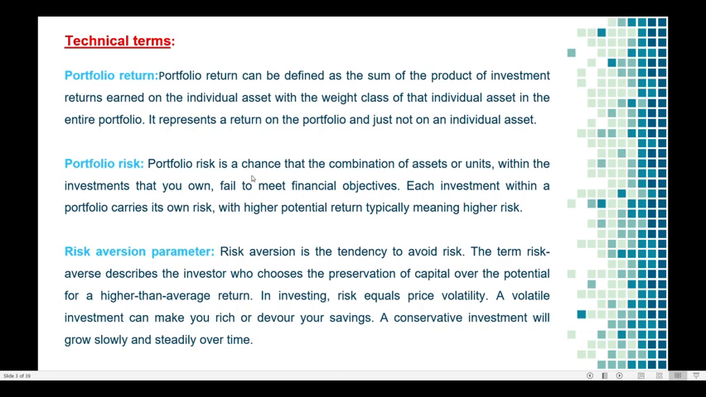The portfolio risk is measured by the variance of the portfolio returns. So it tells us the risk of the investment. Technically, we can say that portfolio risk is a variance. The risk aversion parameter is the tendency to avoid risk. This parameter helps us avoid risk. We will not discuss these parameters in depth.